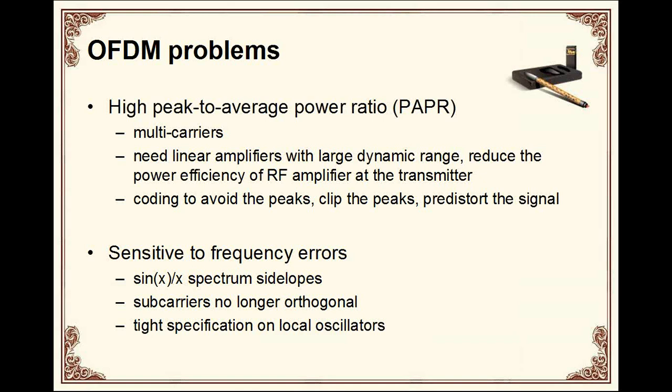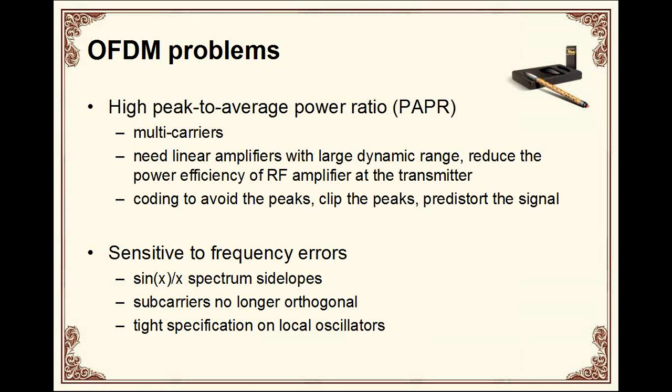Such large signal peaks may result in clipping of the voltage of the signal in the digital to analog converter, and may saturate the power amplifier. So it needs linear amplifiers with a large dynamic range. But this reduces the power efficiency of the radio frequency amplifier at the transmitter side. There are some solutions, such as coding to avoid the peaks, clipping the peaks, predistorting the signal, etc.